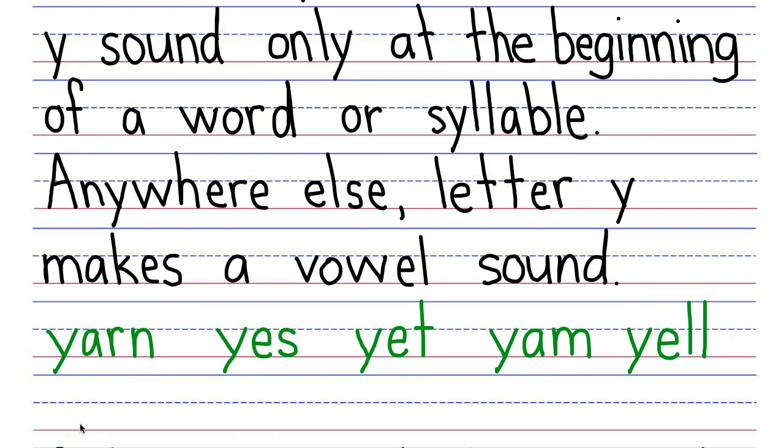Now in the second set of words we're going to look at, letter Y still makes its consonant Y sound, Y, but it's coming at the beginning of a syllable in a multi-syllable word. It's not at the beginning of a word, instead it's at the beginning of a syllable. First example, beyond. The first syllable is be.